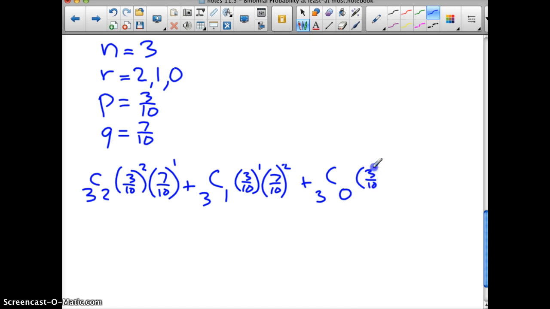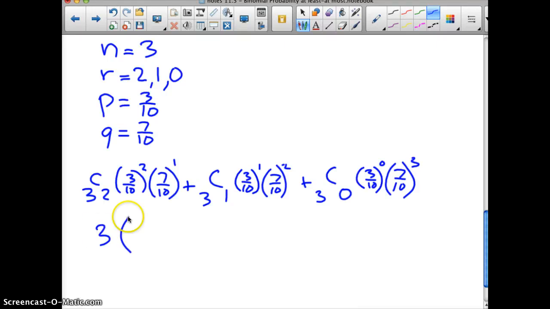So probability of S was 3/10, I don't want that to happen. And 7/10, I want that to happen 3 times. All right, and remember, these exponents have to add up to give me n. So 2 plus 1 is 3, 1 plus 2 is 3, 0 plus 3 is 3. All right, 3C2 is 3.